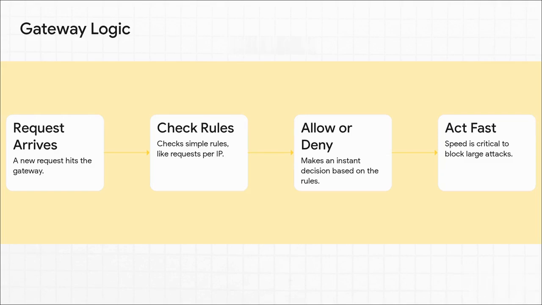And the logic here is super simple, and more importantly, incredibly fast. A request comes in, the system checks a really basic rule. Something like, hey, has this one IP address made more than 100 requests in the last minute? If the answer is yes, boom, access denied. Instantly. It's all about moving fast to shut down those obvious large-scale attacks before they can do any damage.